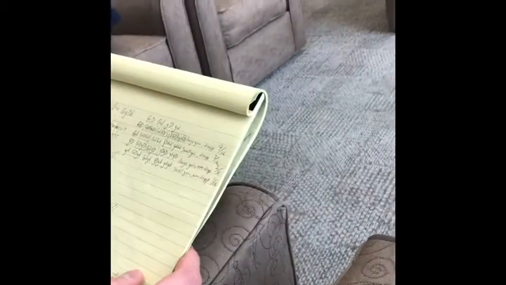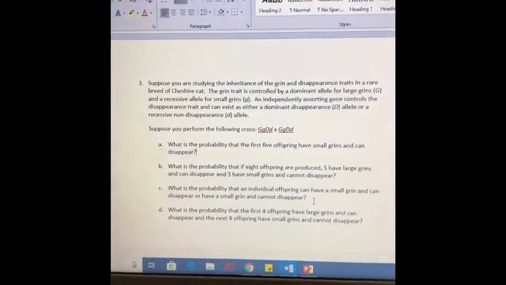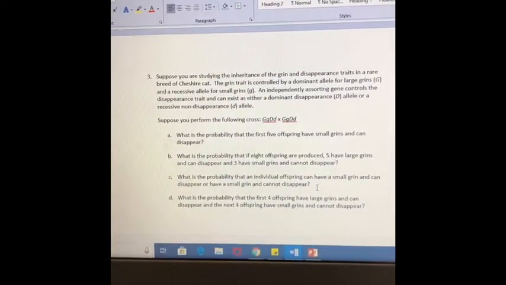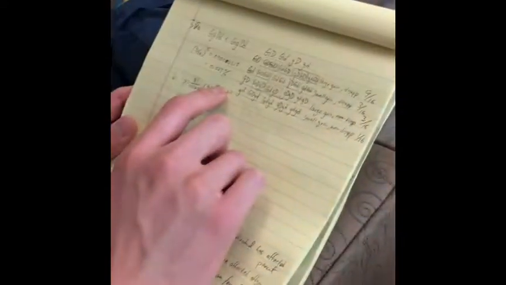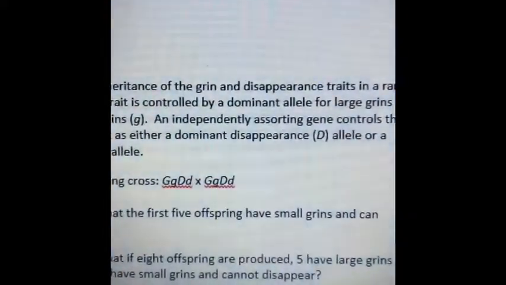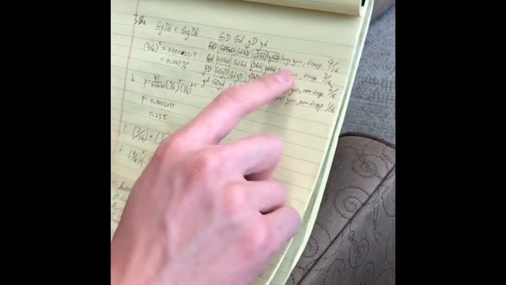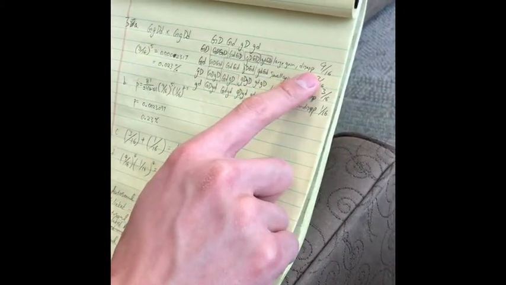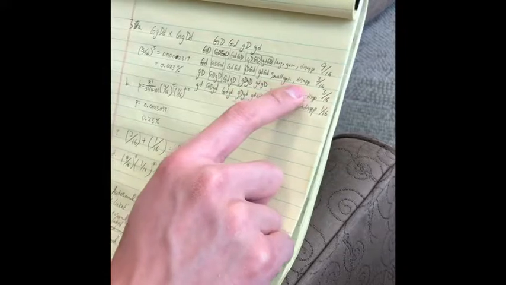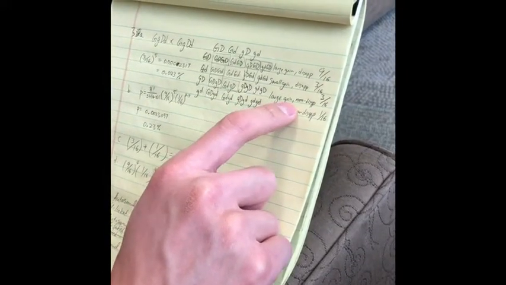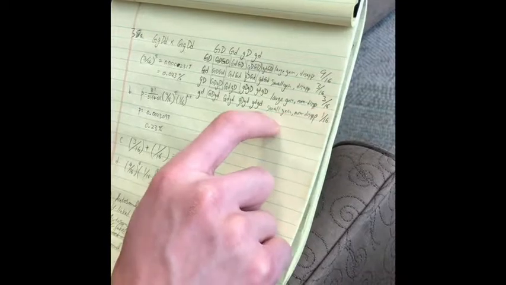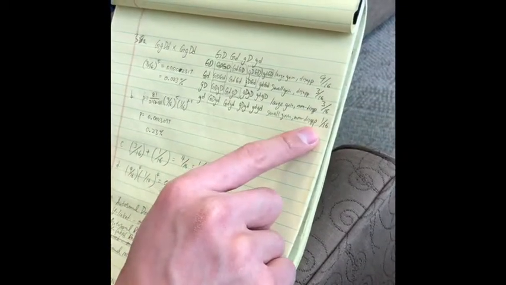It asks us, suppose that you're studying the inheritance of grin and disappearance traits in a rare breed of Cheshire cat. Once we do the cross, which is homozygous for both grin and disappearance for both parents, we get this result. For large grin and the disappearance trait, we have 9 out of 16. For small grin and disappearance, 3 out of 16. Large grin and non-disappearance, 3 out of 16. And finally, small grin and non-disappearance, 1 out of 16.